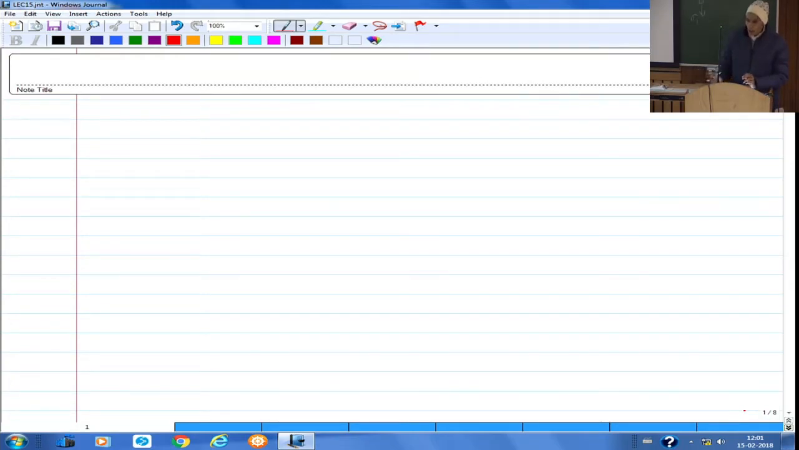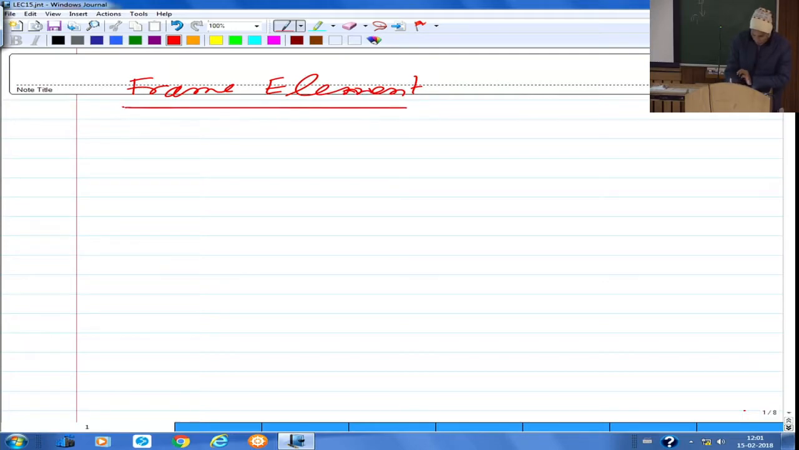So last class I discussed the frame element, and I gave of course some problems for you to solve. I'll discuss one example on use of the frame element for solving problems. The example I'm not going to take is one of those which I had given; those are for you to solve. Of course, if you have any difficulty, you can always ask me. So let me take a somewhat simpler problem.